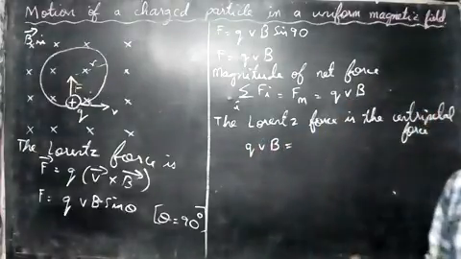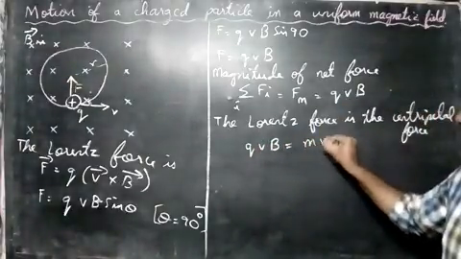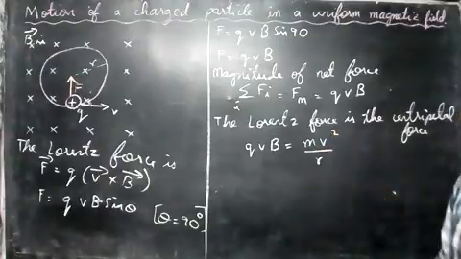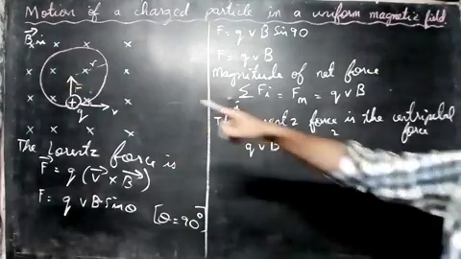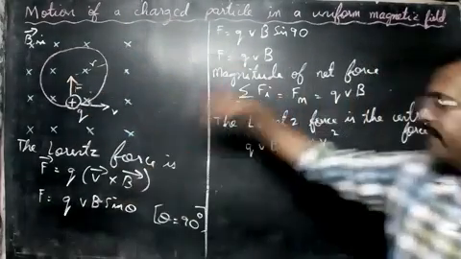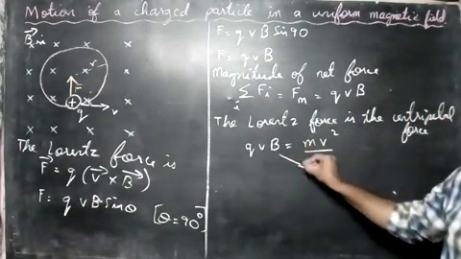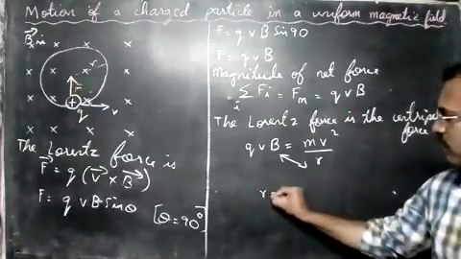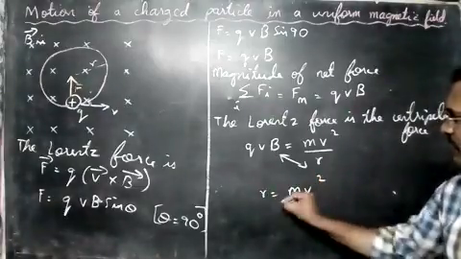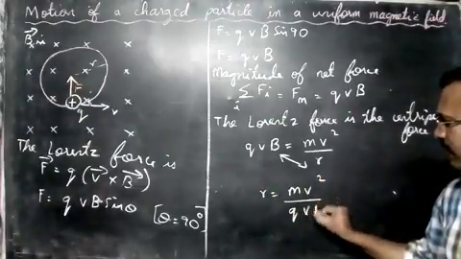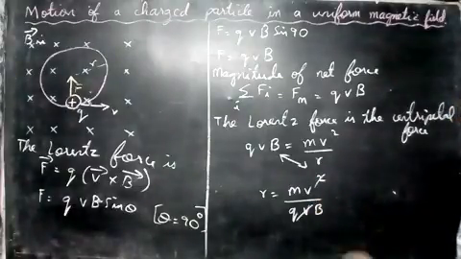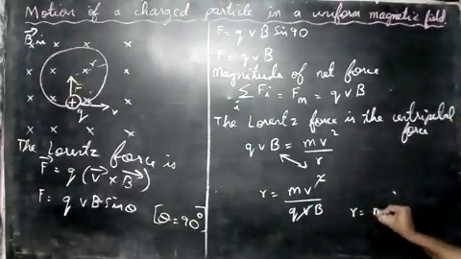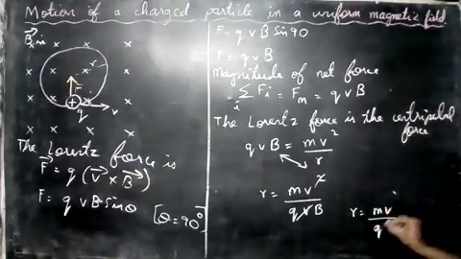What is the formula for centripetal force? That is mv square by r. Now we must find the radius of this path. So we cross multiply and interchange, and r equals mv square divided by QVB. Now V and the square will cancel, so we are left with r equals mv by qB.